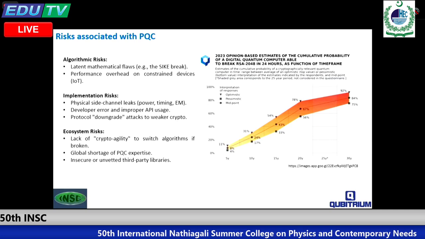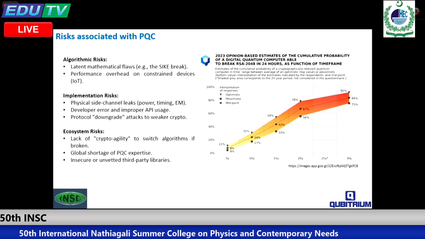Implementation risks, physical side channel leaks. We still don't know, depending on the mathematical problems we choose for PQC algorithms, there might be some side channel attacks. They have to be studied as well. And side channel attacks are not that heavily studied for PQC either. So that's a weakness.